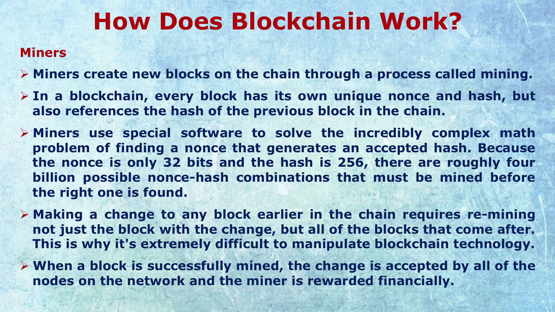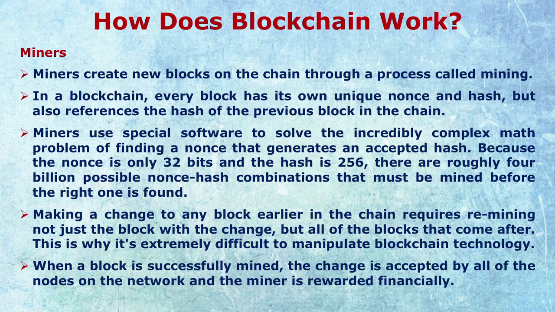Miners create new blocks on the chain through a process called mining. In a blockchain, every block has its own unique nonce and hash, but also references the hash of the previous block in the chain. Miners use special software to solve the incredibly complex math problem of finding a nonce that generates an accepted hash. Because the nonce is only 32 bits and the hash is 256, there are roughly 4 billion possible nonce-hash combinations that must be mined before the right one is found.